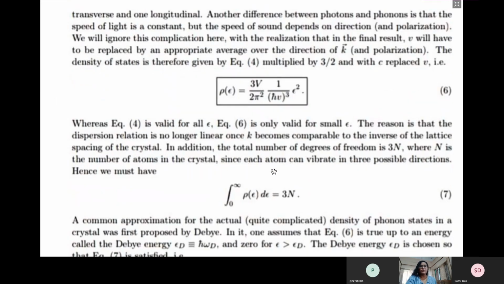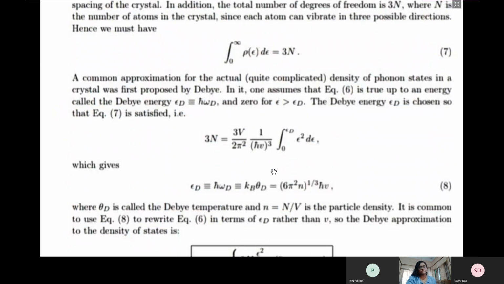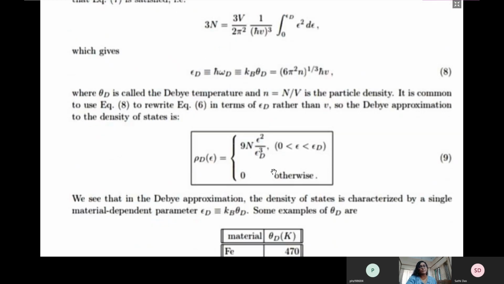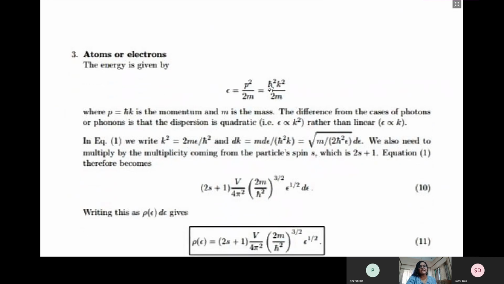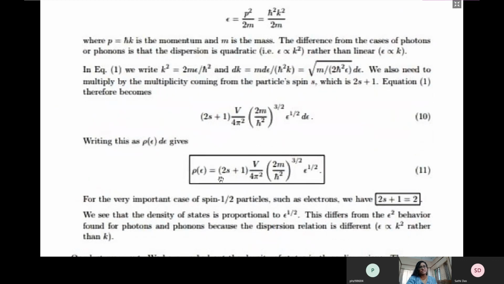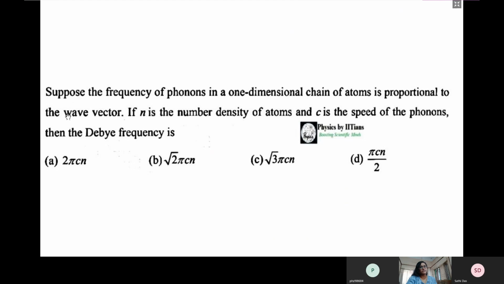So here you have to apply the same term, but you have to think about some more. Whenever we cover the solid state physics lecture, we have to understand the Debye approximation for the density of states and all the things. And for the electrons, the energy-k relationship is epsilon equals p square by 2m, that is h cross square k square by 2m. So incorporate this epsilon and d epsilon for this term. So we get it for the electron. Okay. So this is your homework for the density of states, and here it is for the phonons.